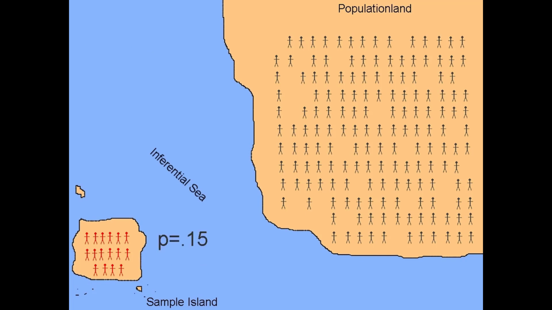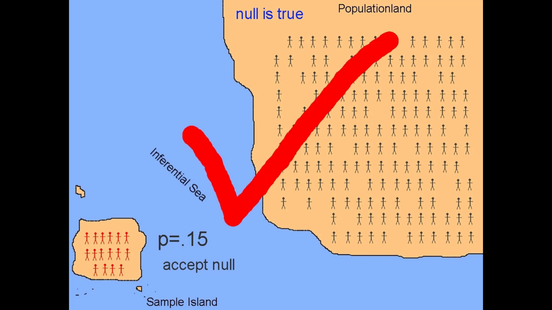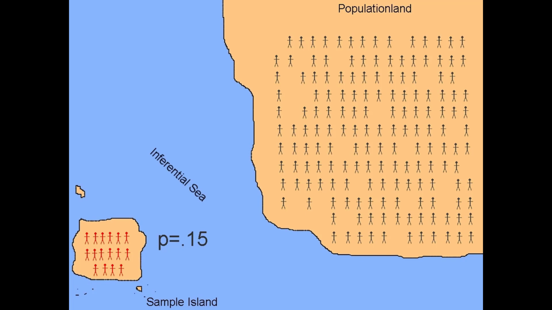Let's say instead that we calculate a p-value of 0.15. P is now greater than alpha. So we accept the null. And if over in Population Land the null is true, we have not committed an error. Yay!